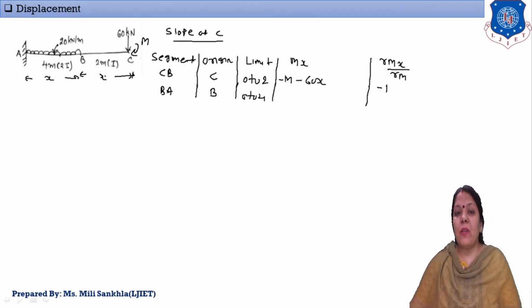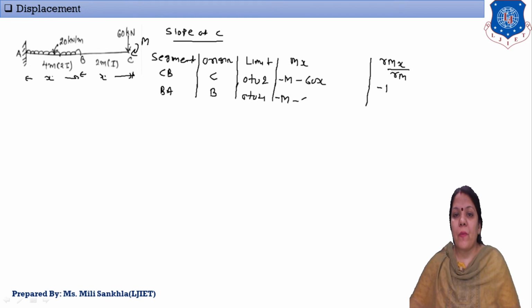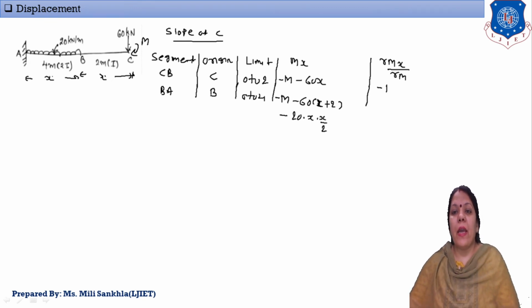Now this moment is given as clockwise, so minus m. For a cantilever beam, from right to left, we add the moment of all loads. Moment is given as minus m, then second moment is 60 at distance x plus 2, so right here 60 and x plus 2, then again 20x and x by 2, minus 20x and x by 2. And del Mx by del m is equal to minus 1, because here moment is not mentioned, m is 0, and this del Mx by del m is equal to minus 1.